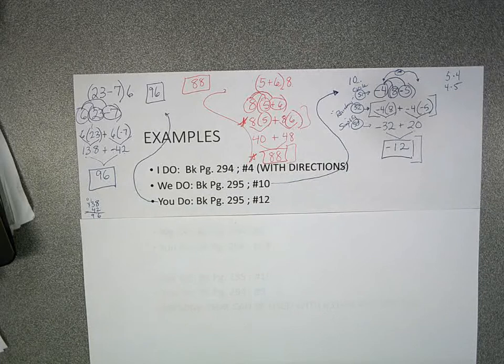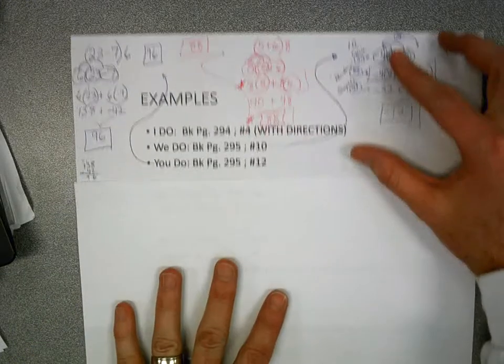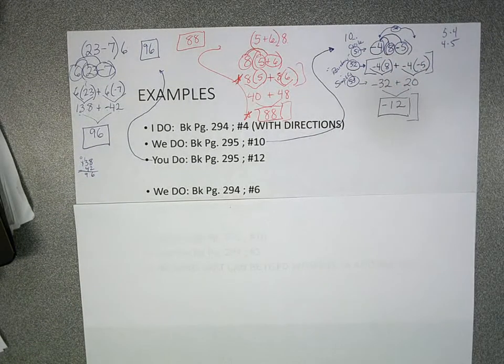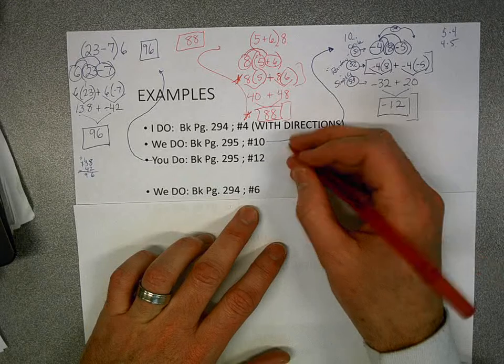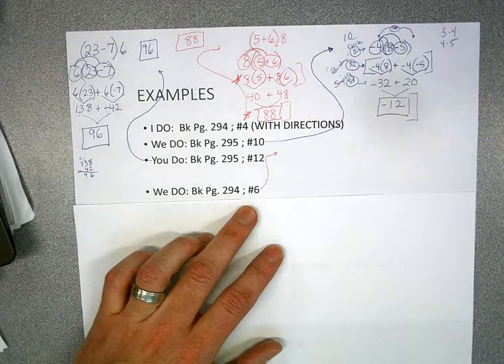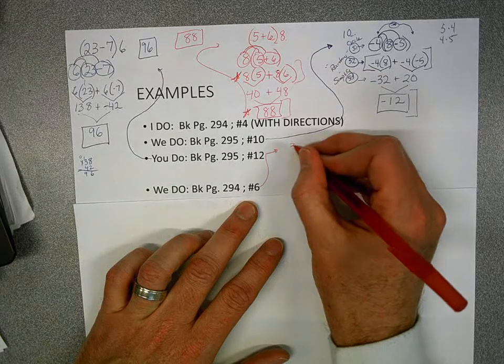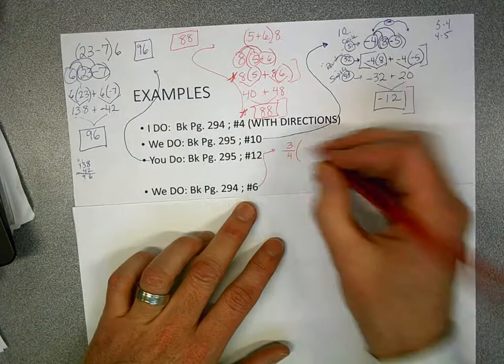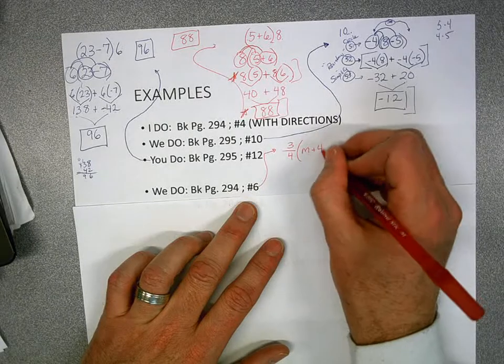Nicely done. Okay, guys, questions on those? All right, let's take it up a notch. Let's go to problem number 6. Now we have a couple of other little things going on. Number 6 gives us 3/4 times the expression m plus 4.